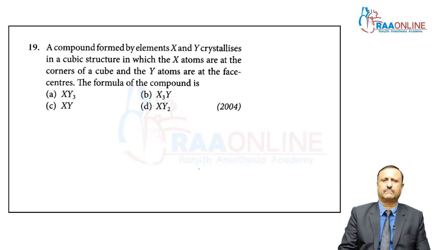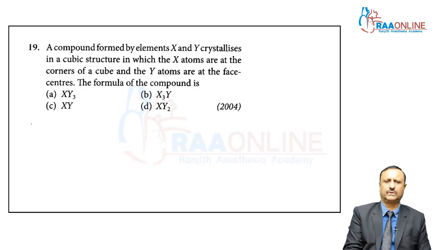Now we can see question number 19. A compound formed by elements X and Y crystallizes in a cubic structure in which the X atoms are at the corners of a cube and the Y atoms are at the face centers. The formula of the compound is. My dear students, you can see here the theory and concept.